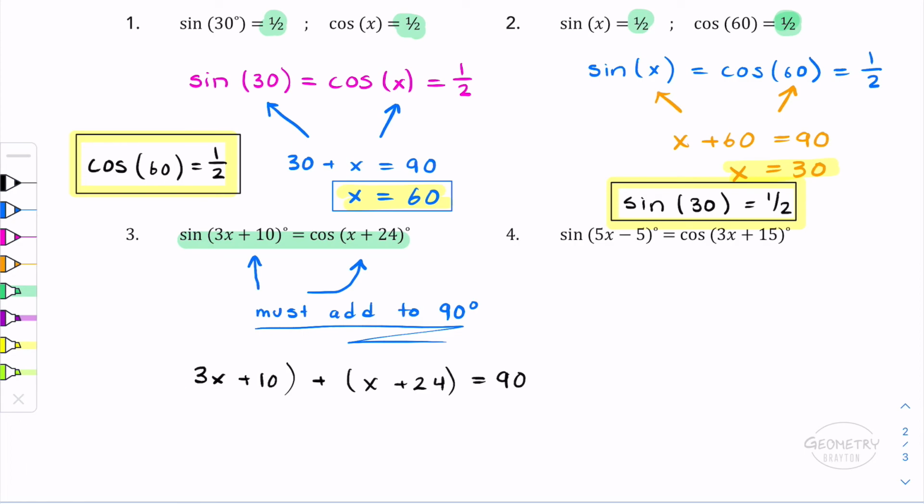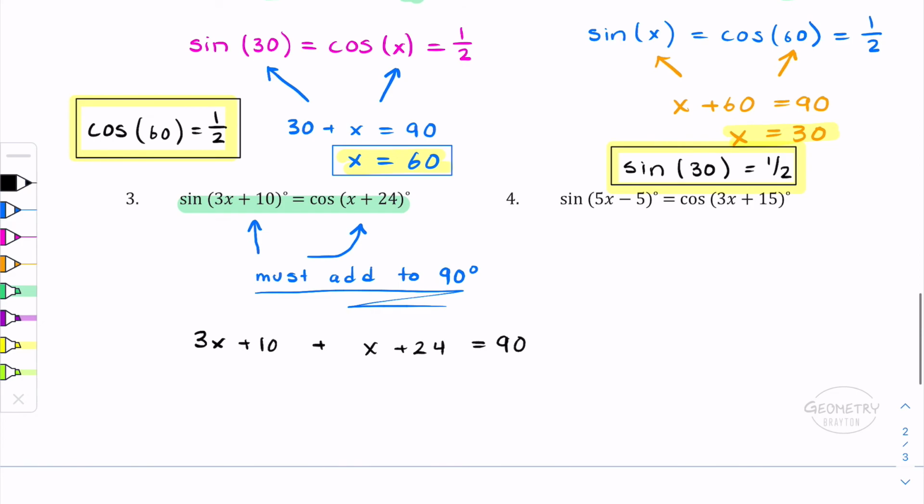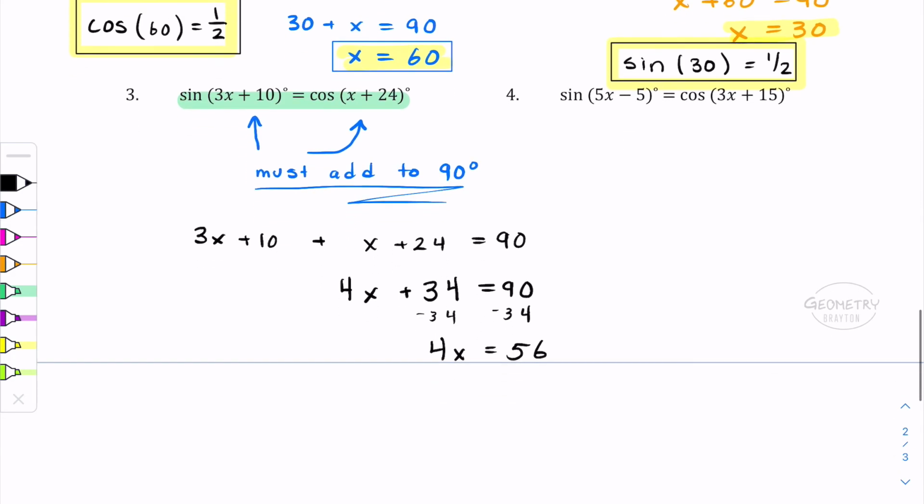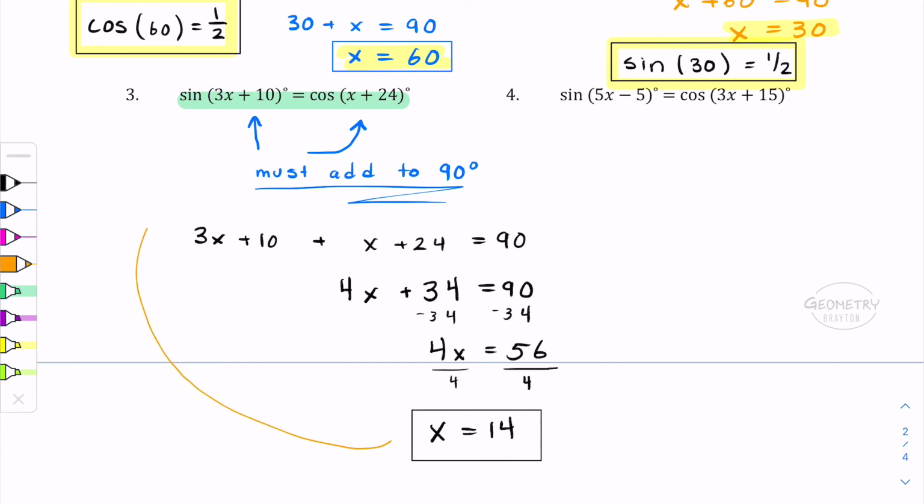When I'm solving, these parentheses are not needed. So I can add my common terms, 3x plus x is 4x, plus 10 plus 24, which is 34, and this is equal to 90. Subtract 34 from both sides, 4x is equal to 56. Divide both sides by 4, and x is equal to 14. Now what you should do to check your work is substitute it back into these expressions and make sure they come out to be true.